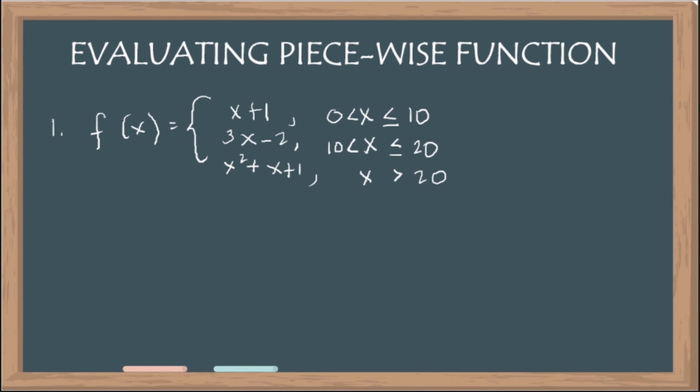Anong ibig sabihin yan? Ibig sabihin yan, yung value ng x, mag-start tayo sa 0.1. Bakit? Kasi ito ay walang equal. Okay? Pag may equal yan, ibig sabihin kasama si 0. Pero kung wala, hindi included si 0. Okay? So, 0.1 hanggang 10.